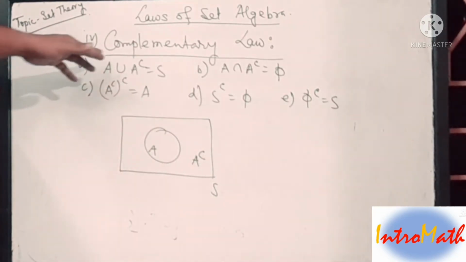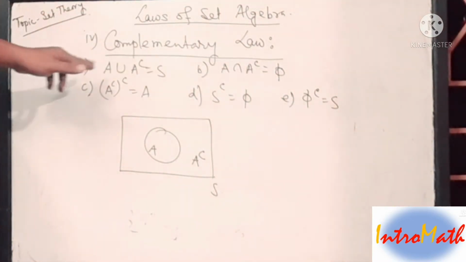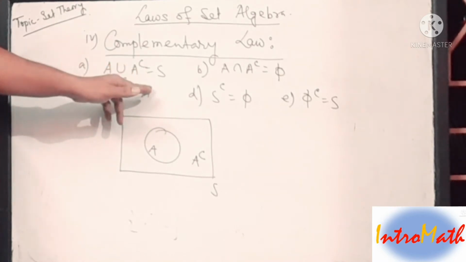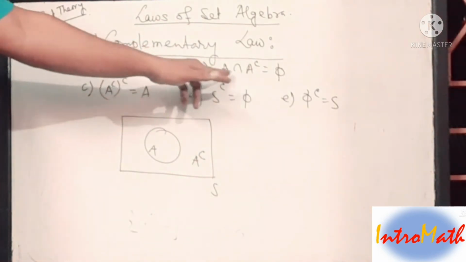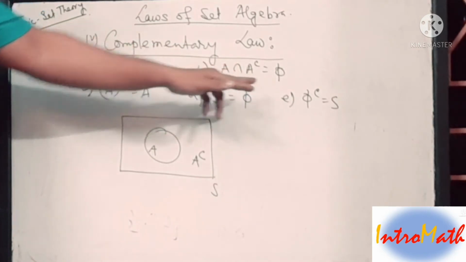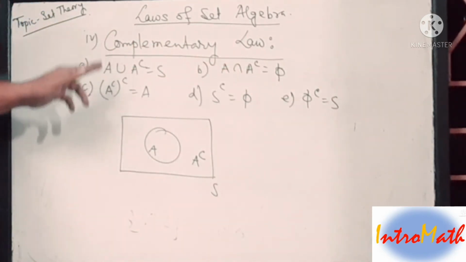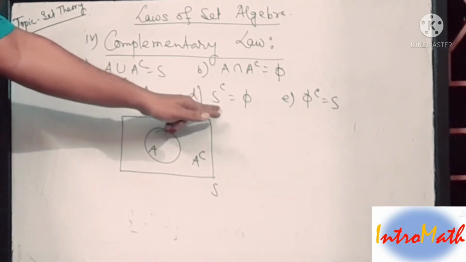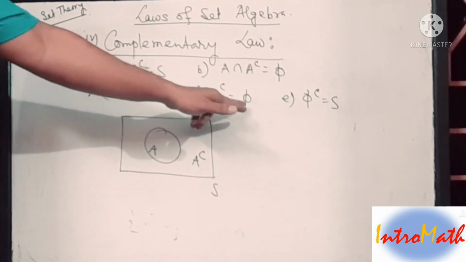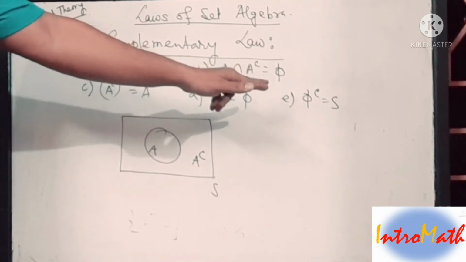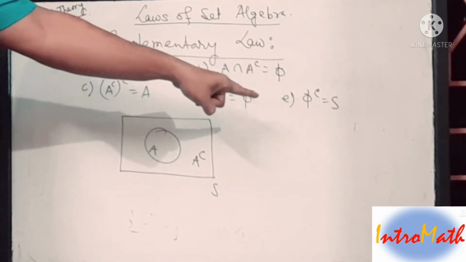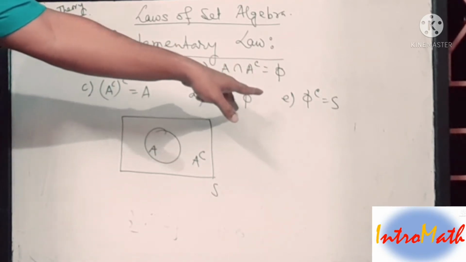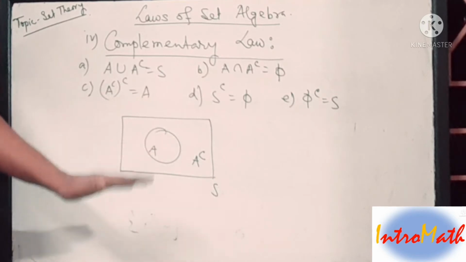The next law is the complementary law. Five laws are here. A union A complement equals S, the universal set. A intersection A complement is the empty set phi. The complement of A complement is A itself. The complement of the universal set S is the empty set, and the complement of the empty set is the universal set. The last two laws are very simple to us.